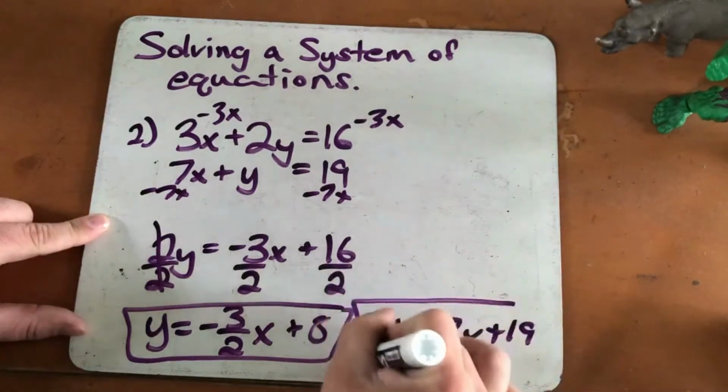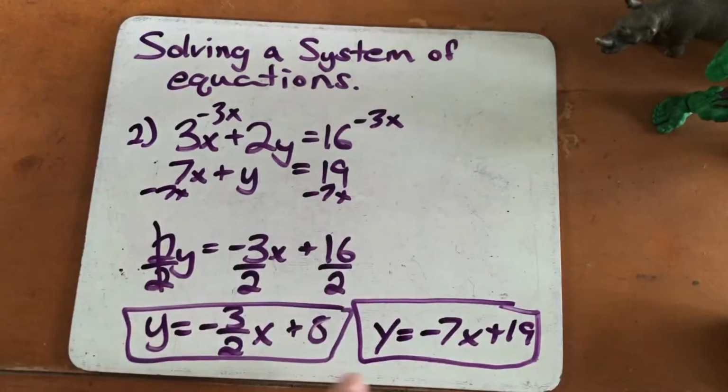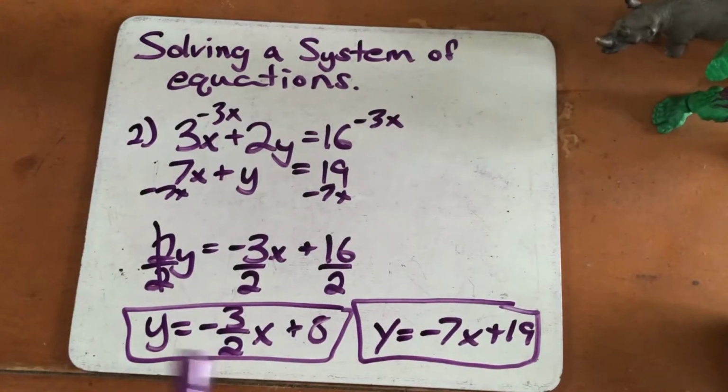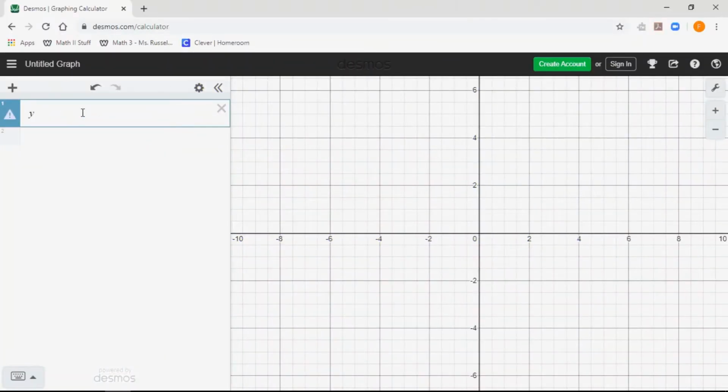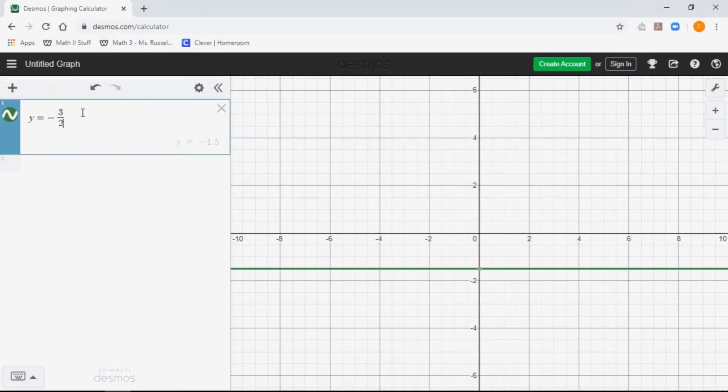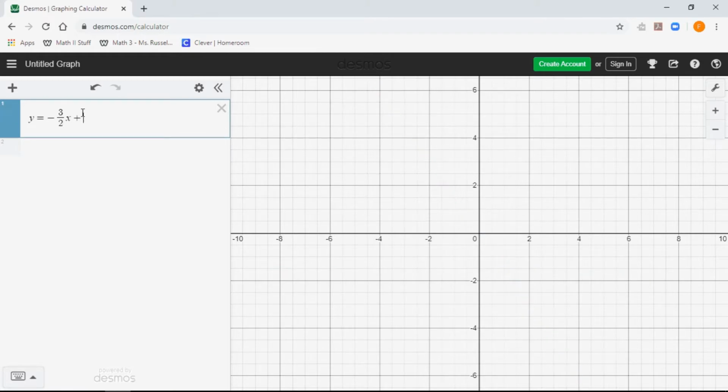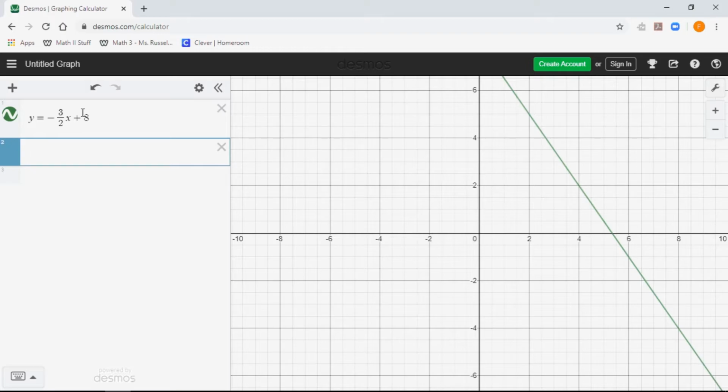Notice now this is written as y equals mx plus b, or slope-intercept form, so these are both linear. I can type this in line 1, this in line 2, or it doesn't really matter which line you type them into, but I can type them in and I'll find out that my x value is 2, and here that is on Desmos. We got y equals negative 3 over 2 x plus 8, and then we have y equals negative 7x plus 19. Notice they intersect at one point, and that one point is 2.